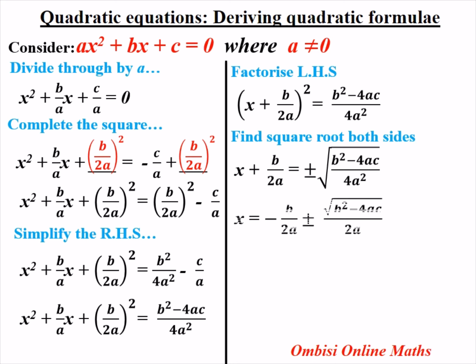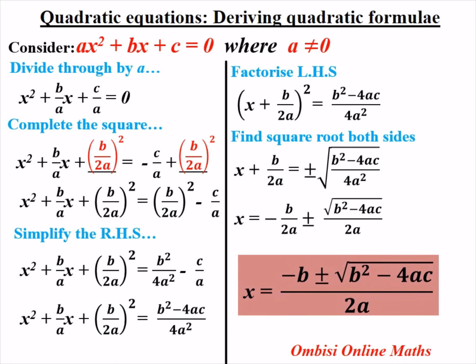So this gives us x equals minus b over 2a plus or minus the square root of b squared minus 4ac over 2a. The LCM here is 2a, so putting them under the same denominator gives us x equals negative b plus or minus the square root of b squared minus 4ac, all over 2a, and this is the quadratic formula that we are going to use to solve quadratic equations.